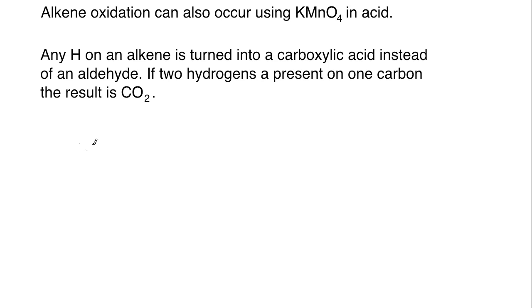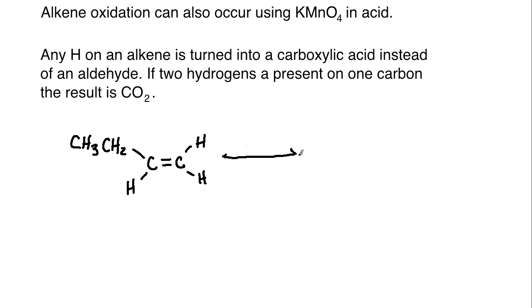So let's look at an example where we would get something different here. This time I'll go ahead and start with an ethyl group here. I'm going to put the pi bond in. Now here, let's put two hydrogens. So these two hydrogens that we've got here, that side is going to result in carbon dioxide. This side over here, this hydrogen present will turn into a carboxylic acid.